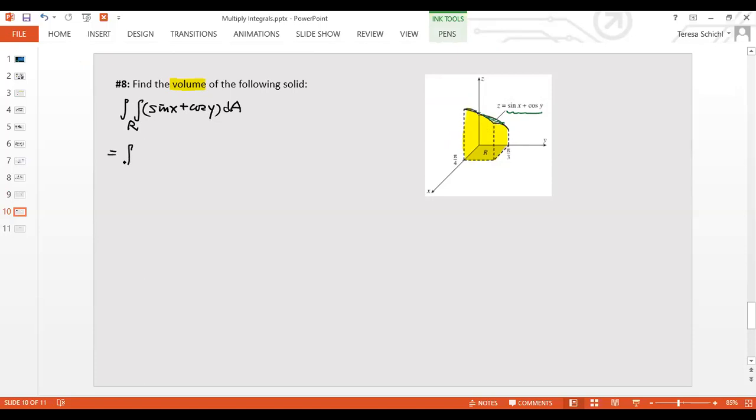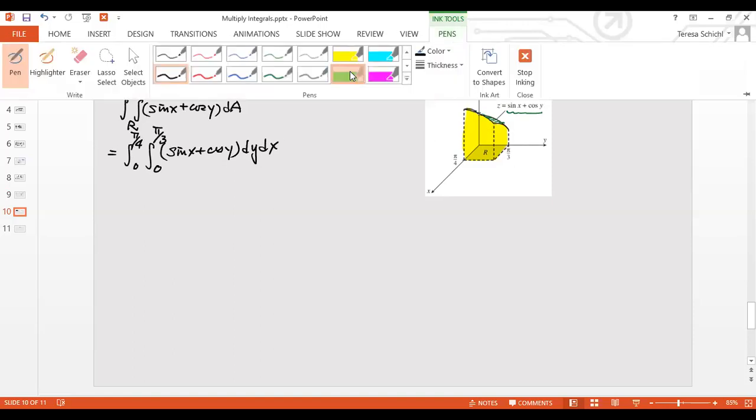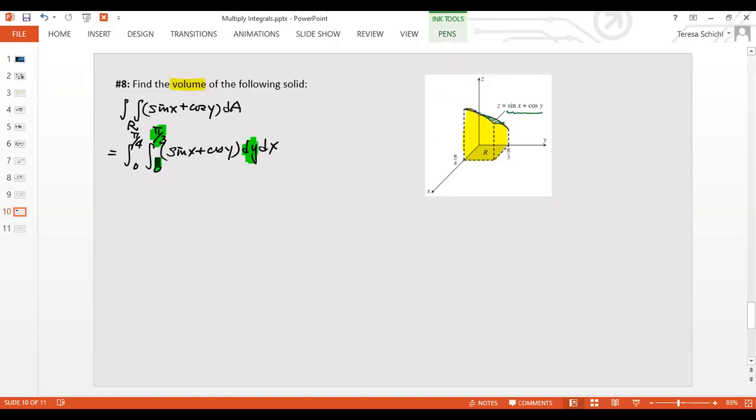Okay, so now let's try to write it. Like I said, it doesn't matter whether you integrate x first or y first. You just need to match the limits. So let's do dy first. What is y? I need y from 0 to what? Pi/3. And what is x here? 0 to pi over what? Pi/4, right? So be careful: if you do dy first, this one has to match the dy.